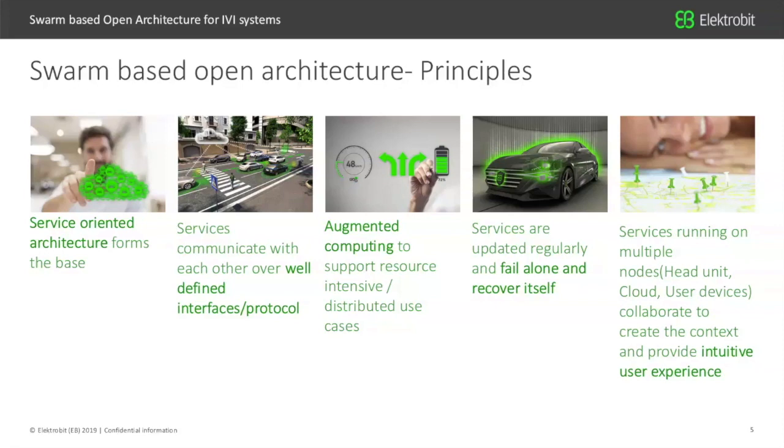So if there is any service that needs high memory, heavy CPU usage or CPU power to compute, those services are offloaded to the cloud backend and run there, and we get the data back to the head unit. So basically we are augmenting the cloud capabilities onto the head unit here.